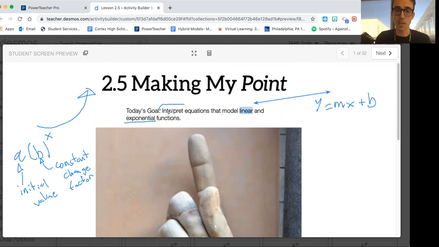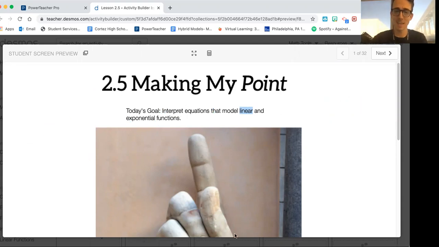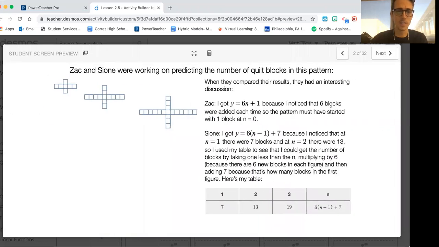So we're interpreting the equations that model these two types of functions. Now, this should all sound familiar. We're really just looking at them again. Does that sound okay with you? Are you having a good day? I hope you are. Zach, this name I don't know how to pronounce. If you know how to pronounce this, let me know.